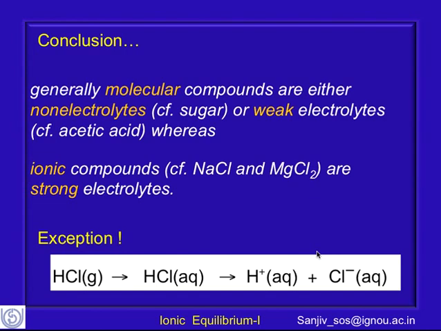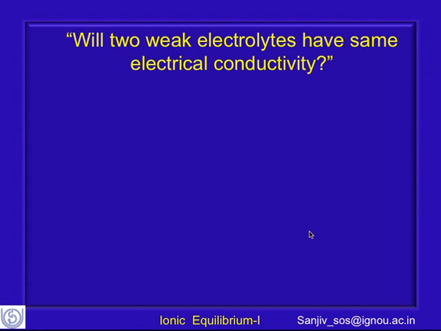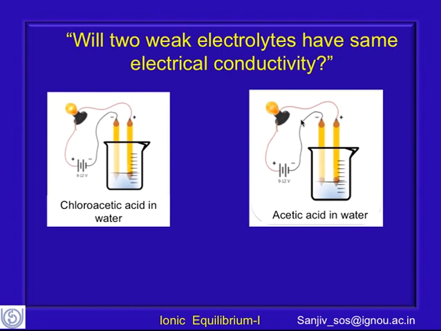Okay, let's move ahead and raise one more question here. Now suppose I've got two weak electrolytes. Will they have the same electrical conductivity? How do we answer that? Again, we take an example. We take two solutions, one of chloroacetic acid in water, one of acetic acid in water.